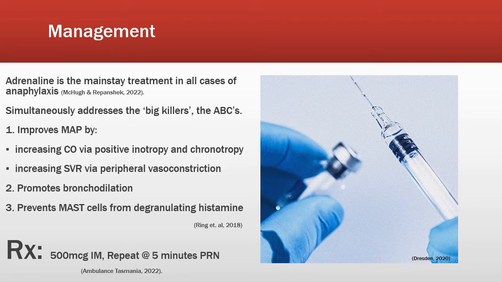And it simultaneously addresses all the big killers, the ABCs. So it'll address your airway edema that's causing your stridor. It'll give you some bronchodilation to overcome that asthma syndrome. And it will improve your circulation through both your cardiac output and your peripheral vasoconstriction. And very importantly, it prevents mast cells from degranulating further histamine. So it will actually stop the release of the histamine, which is causing you all these problems in the first place.